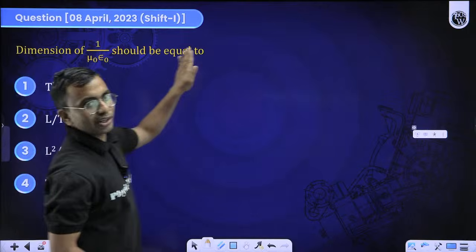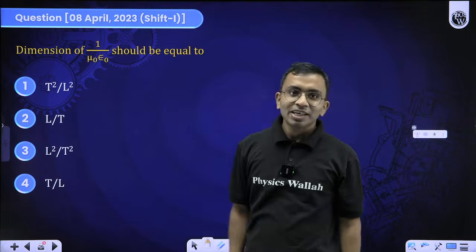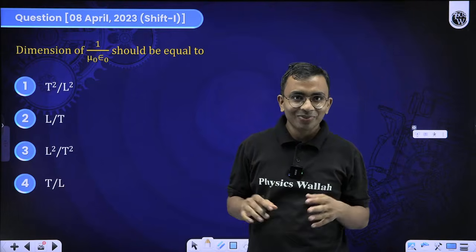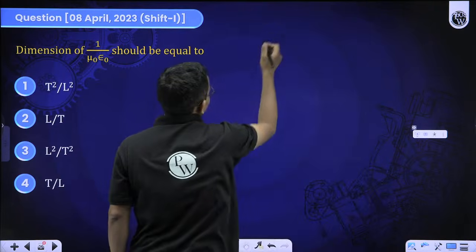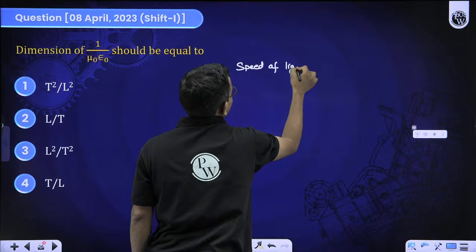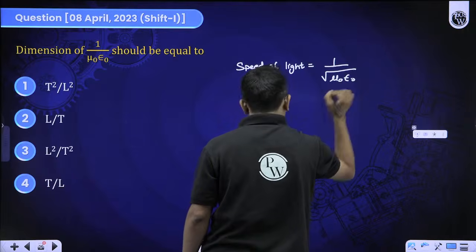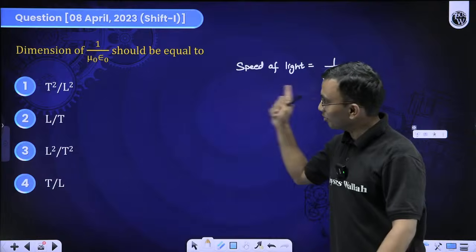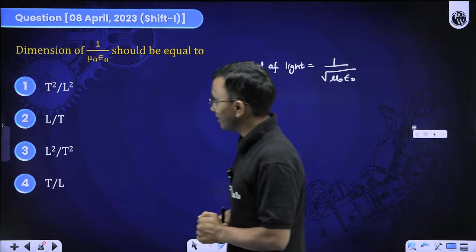Dimensions of 1 by mu naught into epsilon naught. Mu naught is permeability of space. Epsilon naught is permittivity of free space. Now you don't know this relation, and you cannot solve if you don't know the relation, but I will tell you the formula, that you will learn in 12th class. So speed of light is equal to 1 by root of mu naught into epsilon naught. Now use this relation to find the dimensions. I told you the relation. Now you should be able to write the dimensions. We have done so many questions now. So give it a try from your side and tell if you are able to get it or not.